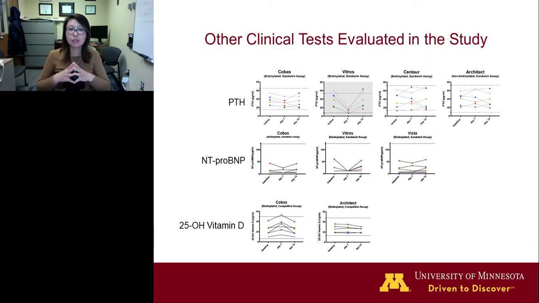And then the other tests that we evaluated in this study include parathyroid hormone, NT-proBNP, and vitamin D. Again, here it shows that when healthy individuals take a 10 milligram dose of biotin, if they have a PTH test done by a Vitros instrument, this will actually lead to falsely low results. Same thing for Vitros NT-proBNP. For vitamin D, we see here that biotin would interfere with Cobas's vitamin D assay.